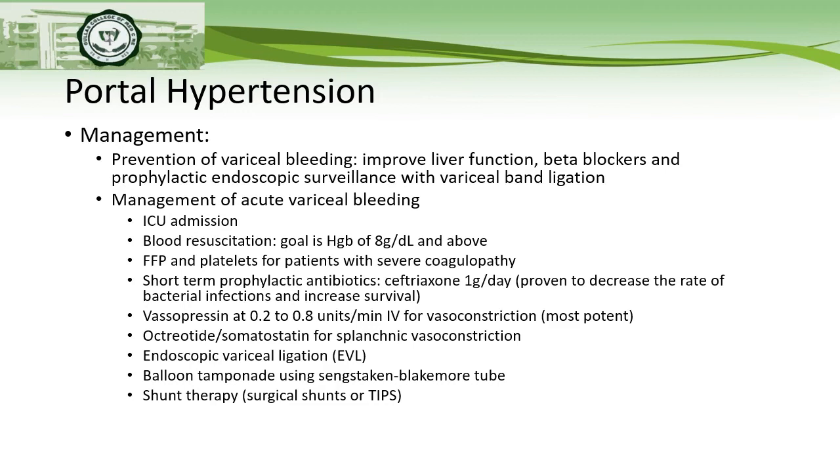Blood resuscitation should be performed and targeted to reach a hemoglobin of at least 8 grams per deciliter. Fresh frozen plasma and platelets can be considered in patients with severe coagulopathy, with the use of short-term prophylactic antibiotics such as ceftriaxone 1 gram per day intravenously, which has been shown to both decrease the rate of bacterial infections and to increase survival.